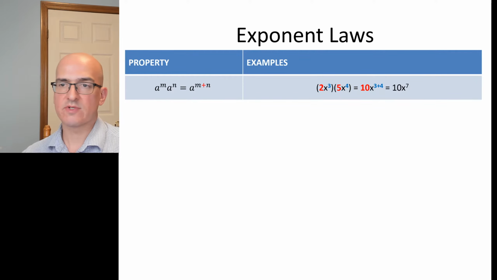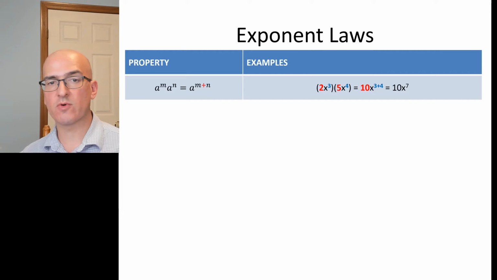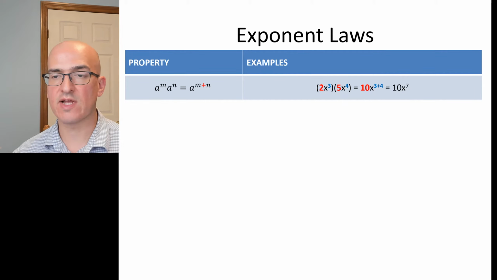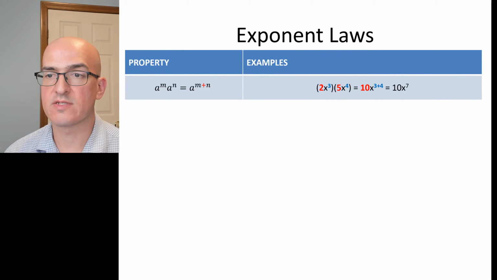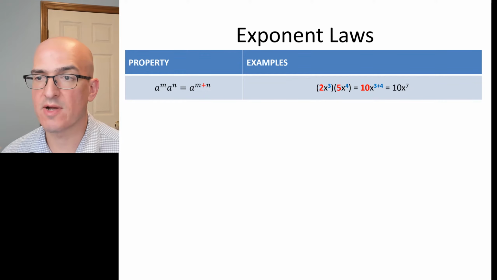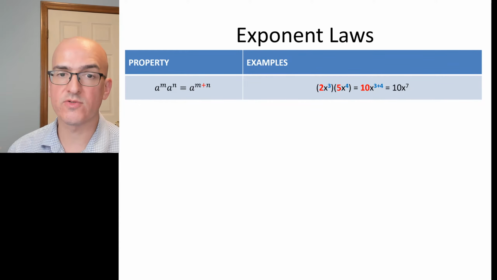So some examples are given on the right, or one example is given on the right, which with x's in it, but it's the same idea. 2x to the 3 times 5x to the power of 4. We don't use exponent laws on the 2 and the 5. There's no power on those. We can just multiply them together, so 10. But we do need exponent laws for the x part, the x to the 3 times x to the power of 4. So that's x to the power of 3 plus 4, which is x to the power of 7, not x to the power of 12.